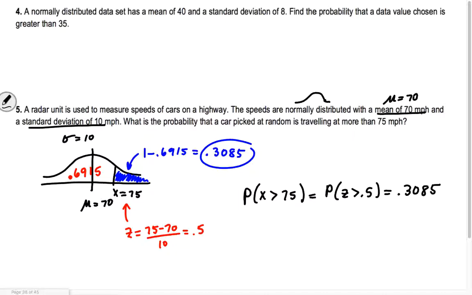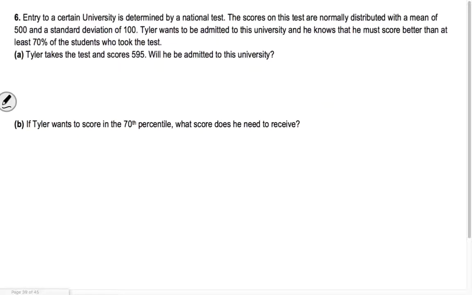All right, and then the last type we have is when we go from our probability back to a z-score, which then goes back to an x-score. So let's try one like that. Number 6 says, entry to a certain university is determined by a national test. The scores on this test are normally distributed with a mean of 500 and a standard deviation of 100.